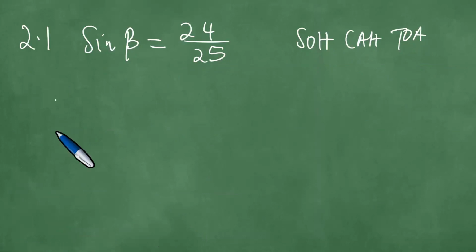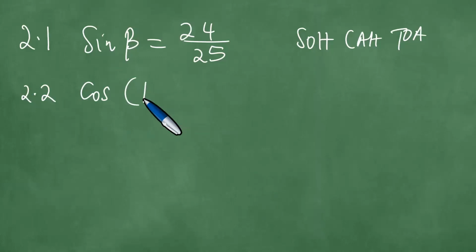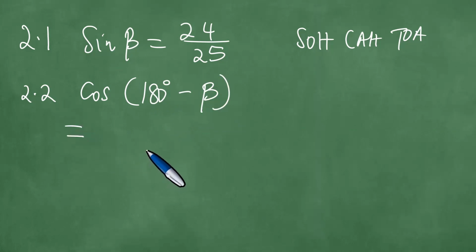In 2.2 we want to find the cosine of 180 degrees minus beta. In which quadrant is 180 degrees minus beta? Anyone? It is the second quadrant. This is the second quadrant in which the cosine is negative, because the second quadrant is the only quadrant where sine is positive. So the cosine is negative.